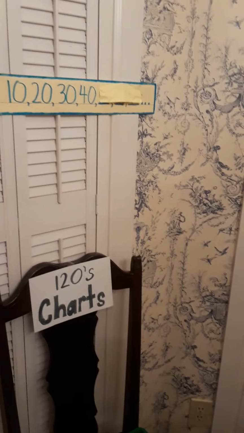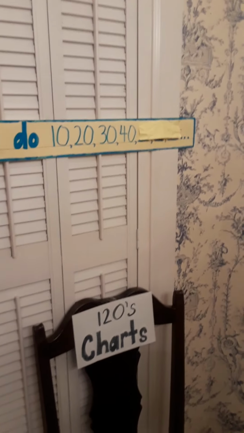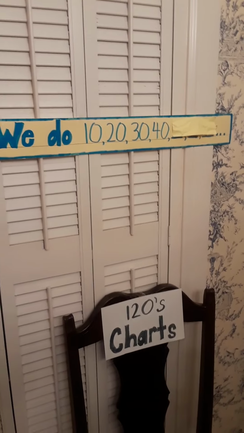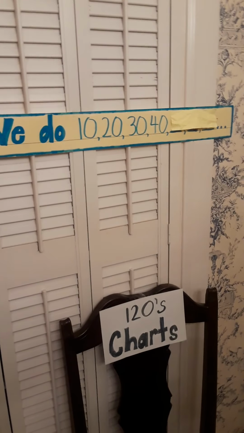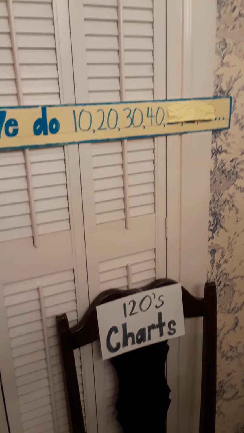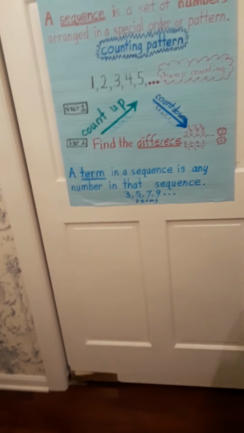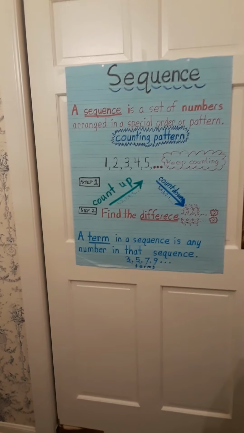Okay, so let's go ahead and take a look at our we do problem. For our we do problem, we have to find the rule and the next 3 numbers of the counting sequence. 10, 20, 30, 40, and then we have 3 numbers we've got to find, guys. Okay? So if you remember with our steps, our first step says we have to figure out if we're counting up or if we're counting down.